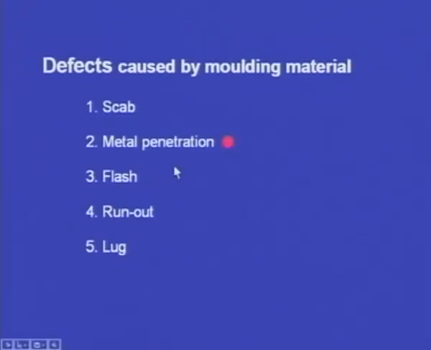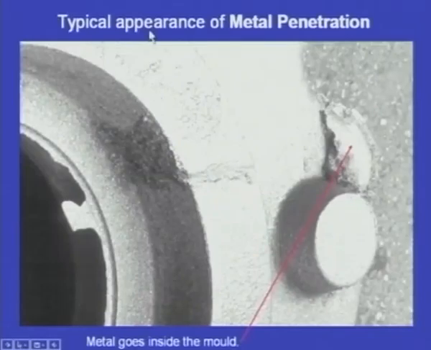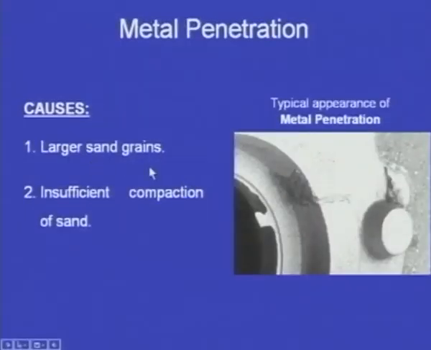Next, let us see the metal penetration in this classification. This is the typical appearance of metal penetration. And here we can see metal has gone inside the mold. This is not the scab, and this is due to some factors. These are the factors: larger sand grains and insufficient compaction of the sand. Because of these factors, the molten metal has gone inside the cavity, and this kind of projection is created. So, this is the metal penetration.